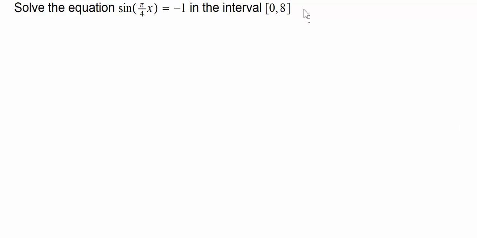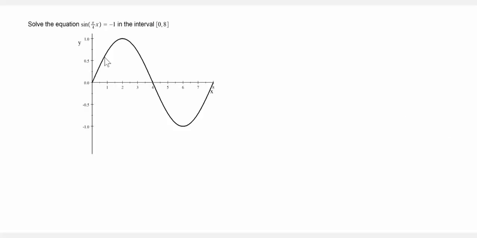So we have to solve this equation, sine of pi over 4x equals -1, and write the solutions in the interval 0 to 8. So first let's do it graphically. I'm going to graph it on this interval 0, 8 in this package, but you can do that in your graphing calculators. Here we have a graph of this function, sine of pi over 4x on the interval 0, 8.